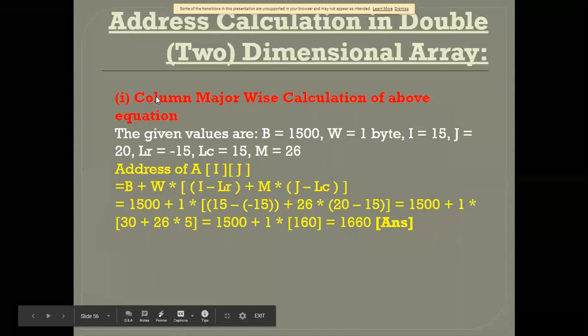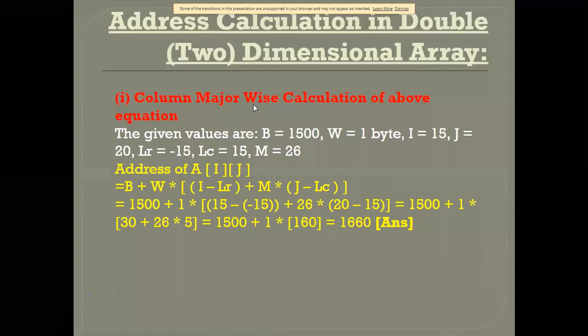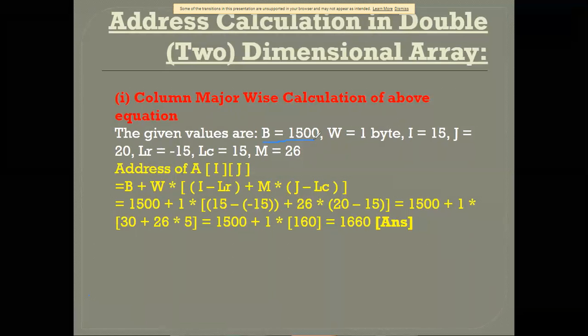So first of all, we have to do the column major wise calculation. Similarly, as given in the previous example, b is given, the base address, that is 1500, and the width will be 1 byte. I and j, we need to calculate the address of it: I subscript value 15 and j will be 20, lower limit of rows minus 15, and LC equal to 15, M equal to 26. This value is given, so we have to calculate that value.